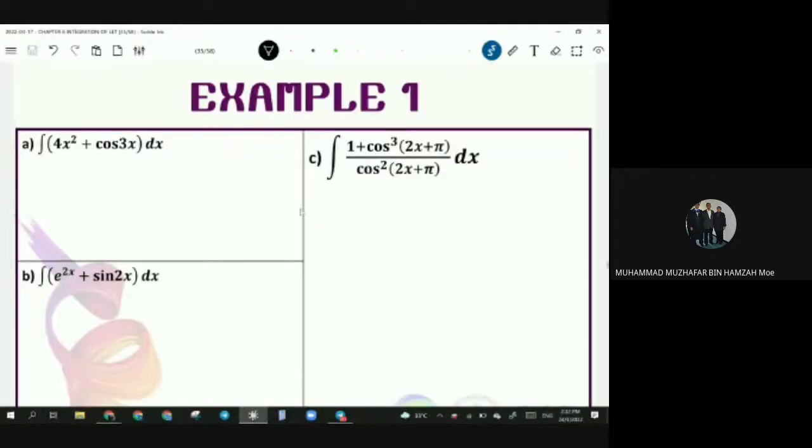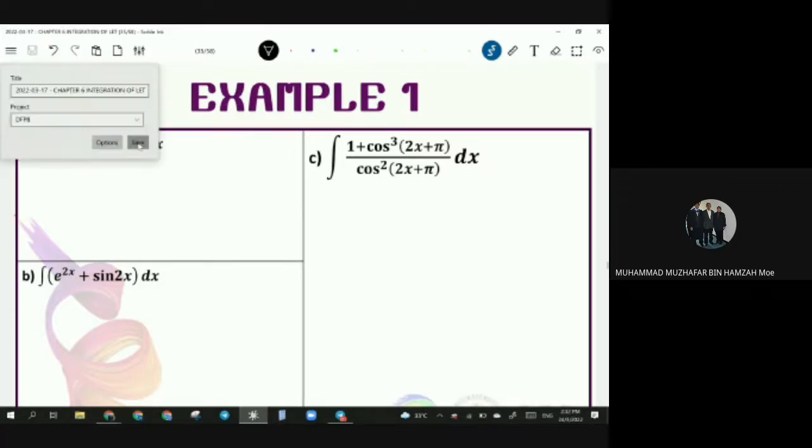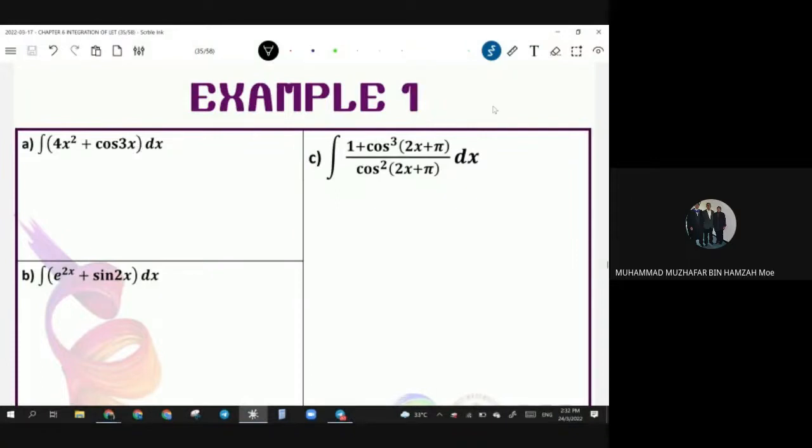Okay, so we have 3 examples here. So pastikan korang salin. Actually kalau nak salin after class pun okay, the PDF version yang saya bagi tu, but at least during class janganlah macam tak buat apa-apa, so please get involved lah, try lah juga.